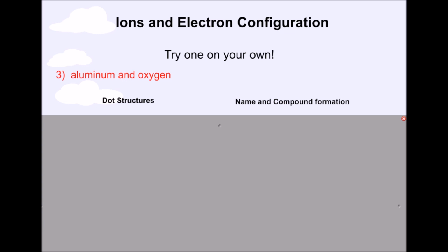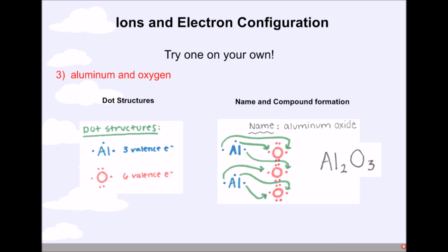Okay, welcome back. Hopefully you had success with number 3. Here's the answer for number 3. So the dot structures for aluminum, it has 3 valence electrons. Oxygen has 6 valence electrons. Aluminum, as a metal, is going to give away its electrons to oxygen. So this one's a little bit messy if you look at my compound formation. But you could also do a little cheat and crisscross your oxidation numbers to know aluminum as +3, oxygen -2. So that they're going to form in a ratio of 2 aluminums for every 3 oxygens. And this is known as aluminum oxide.